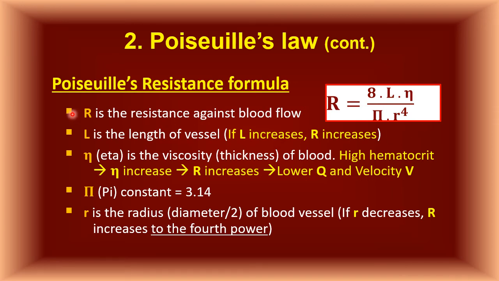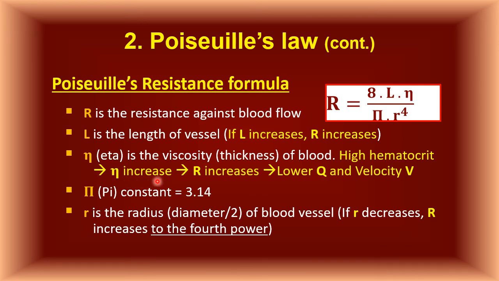We need to understand these factors again. R is the resistance, big R. L is the length of the vessel under study. Eta is the viscosity, and viscosity is the thickness of the blood. So if somebody has a condition called polycythemia, which is an increased number of red blood cells in the blood, this will increase the hematocrit. The hematocrit is increased. What happens? The viscosity will be thicker. The blood will get thicker when the viscosity is increased.